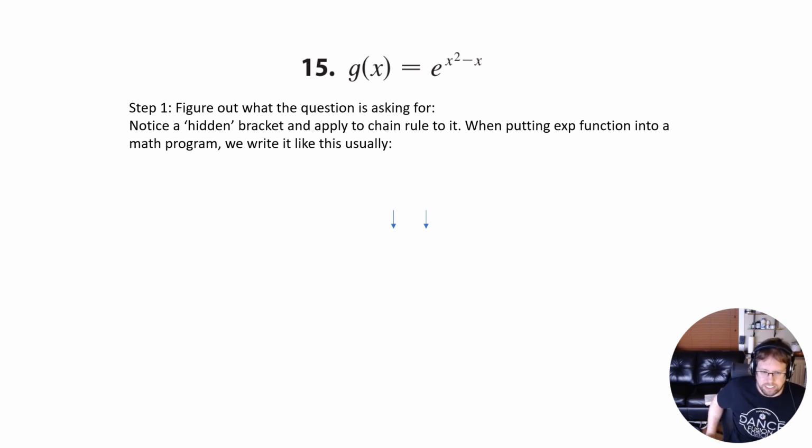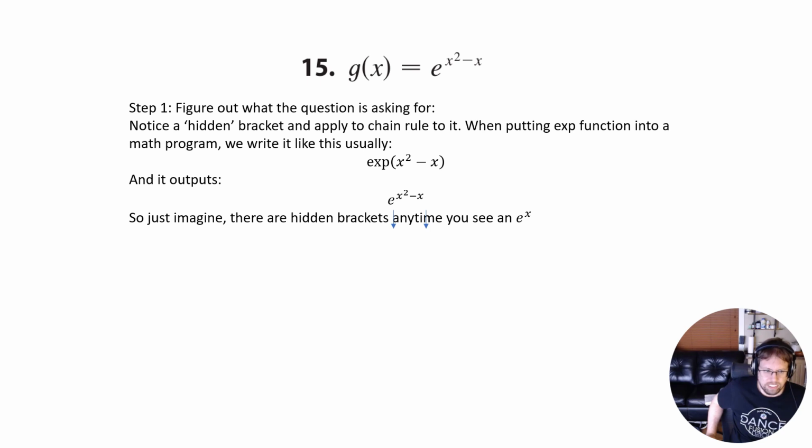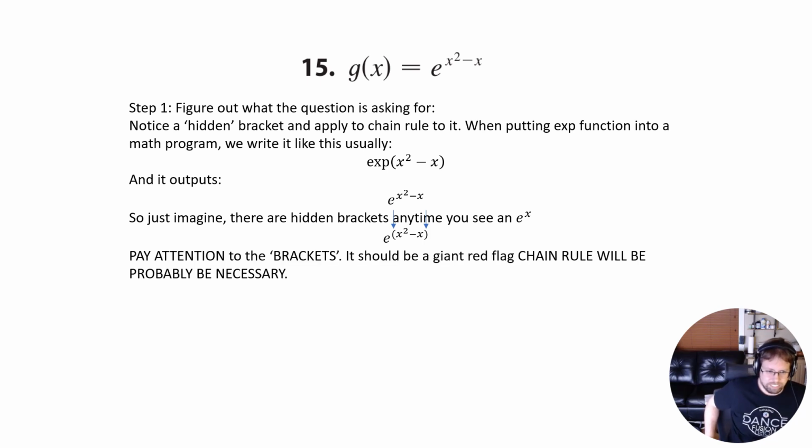So if you were to put the exp function into a math program like Maple or MATLAB, you're going to write it usually like this. So you have exp, open bracket, your stuff on the inside, and it outputs this. So just imagine any time you see e raised to something, there are basically little hidden brackets, right? And every time you see brackets, it should be a giant flag that the chain rule is going to be necessary.